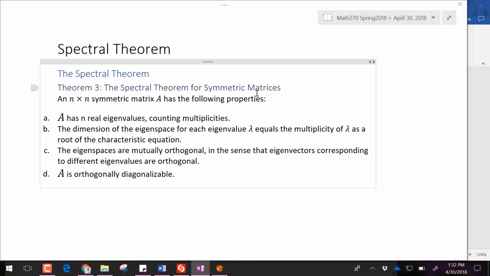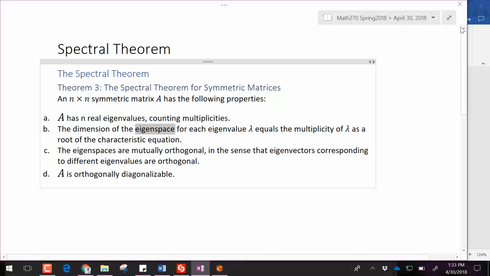The dimension of the eigenspace for each eigenvalue equals the multiplicity of lambda from the roots of the characteristic equation. I might have mentioned the difference between an algebraic multiplicity and a geometric multiplicity. An algebraic multiplicity is the multiplicity from the characteristic equation, and the geometric multiplicity is the dimension of the eigenspace.